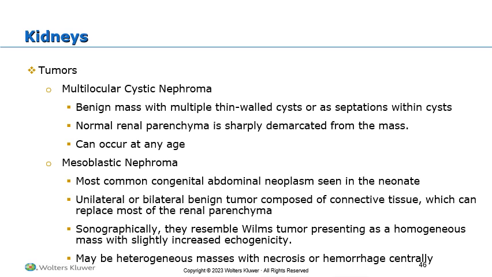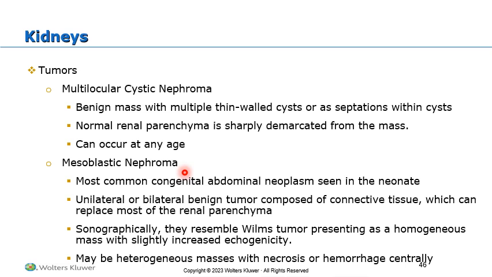We have another type that's called the mesoblastic nephroma. So this is probably coming from those mesoderm germ cells. Blastic means growing, so we're getting a renal tumor from those mesoblastic cells. This is the most common congenital abdominal neoplasm seen in a neonate. So in those newborn babies, you're seeing a kidney tumor, this is kind of what you're suspecting.